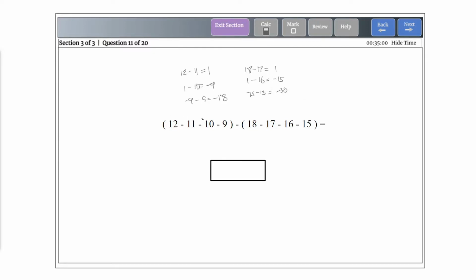So at this point, if we were to rewrite our equation, it would look something like negative 18 as the first set of parentheses minus negative 30 in the second set of parentheses. And so subtracting a negative will result in adding 30. So it'll be negative 18 plus 30, which comes out to positive 12. And in this case, we're dealing with a numeric entry question, so we would just type that into the box, and that would be our answer.